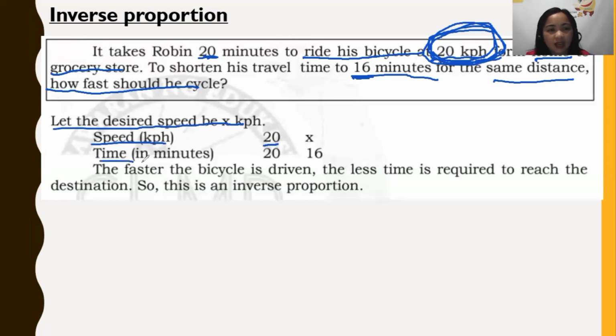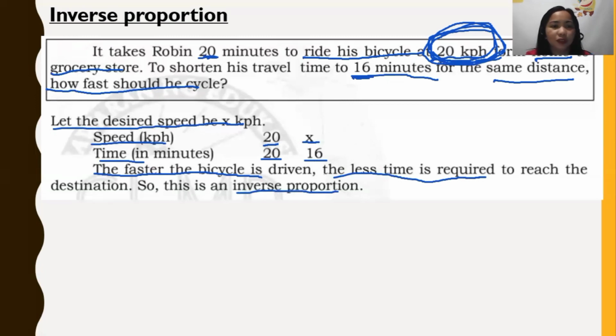At ang time niya na original ay inaabot siya ng 20 minutes. Ngayon, may bago tayong given. Paano daw kung 16 minutes lang yung gusto niyang time? Gusto niya mapaiksi. Ano daw yung speed na dapat na gawin niya? Sabi dito, the faster the bicycle is driven, syempre, habang mabilis mong dinadrive yung bicycle, the less time is required. Totoo yun. Ibig sabihin, iiksi yung time travel to reach the destination.